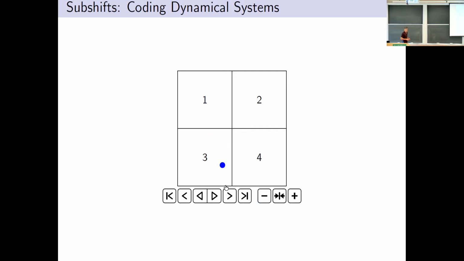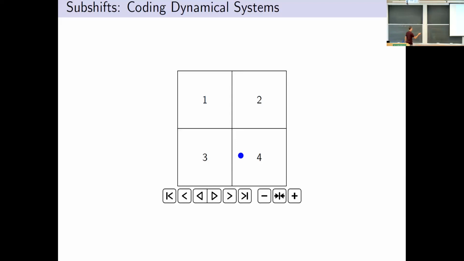Okay, so let's say you have a map from the square to itself, and I want to code it. So I divide the square in four smaller squares. And I have this map, let's say T, that goes from the square, I'm just going to call X, to X. And in dynamical systems, you are interested in the orbit of the point. So you get a point and you iterate this point. So the point's there, then it goes to one, goes to four.